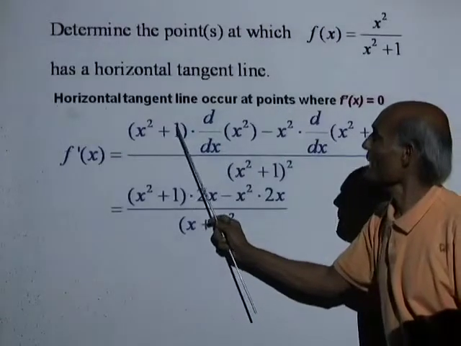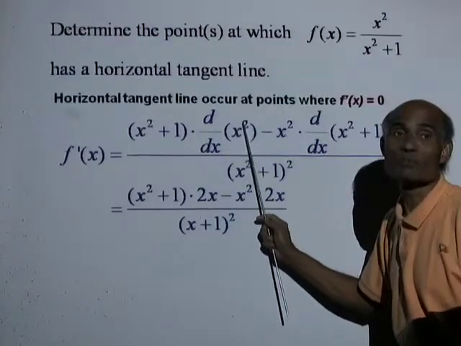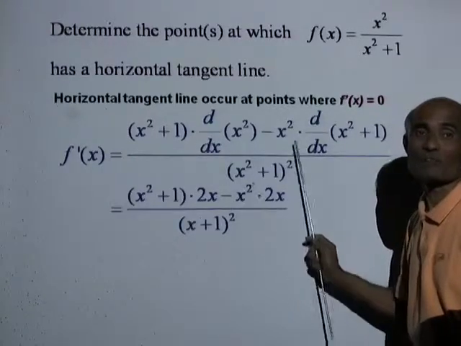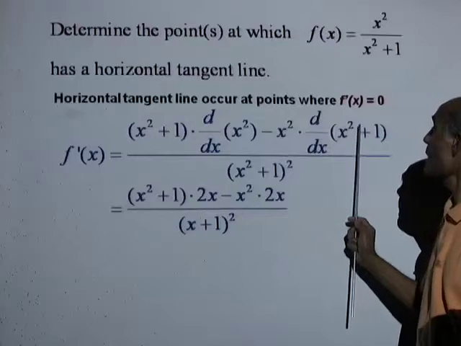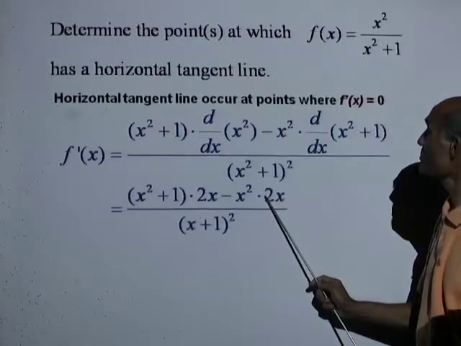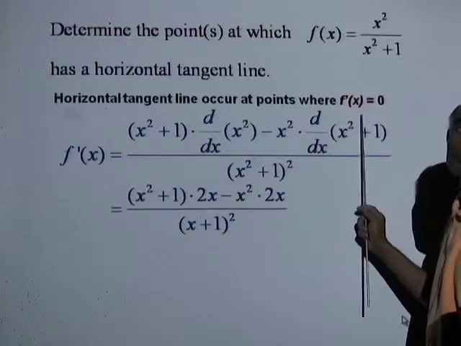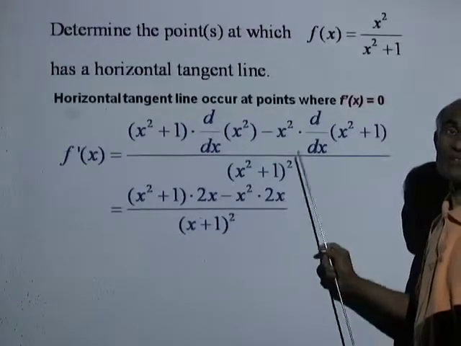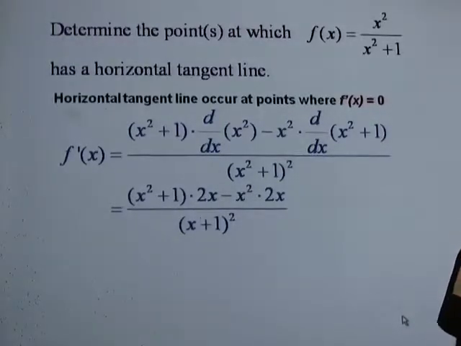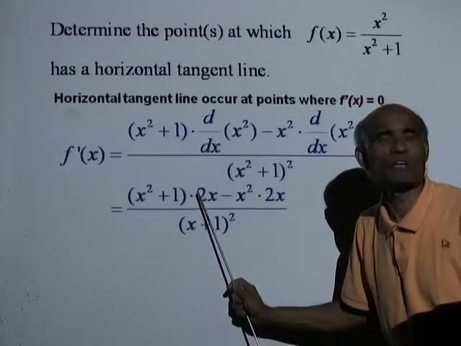That will be x squared plus 1 times, what is the derivative of x squared? The derivative of x squared is 2x, minus x squared times the derivative of x squared plus 1. The derivative of x squared with respect to x is 2x, and the derivative of 1 is 0. Therefore, the derivative of x squared plus 1 is 2x. So x squared times 2x, all over x squared plus 1, all squared. But you don't really need to simplify this.